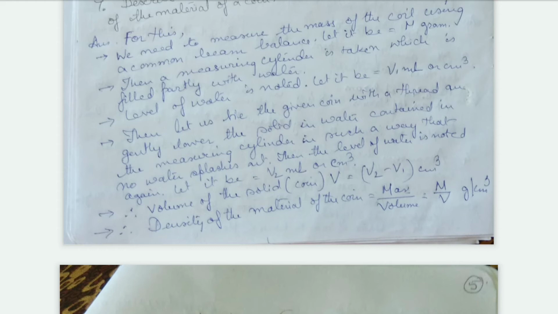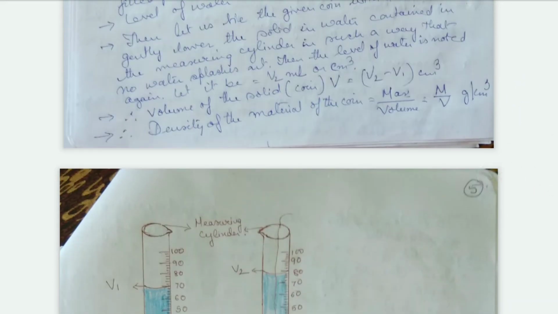So the volume of the solid will be V2 minus V1, because the solid has displaced its volume, so that much water has risen. So V2 minus V1 will be the final volume of the solid. Now the density of the material will be mass by volume. The mass we have noted is m and the volume is V. So m by V grams per centimeter cube.